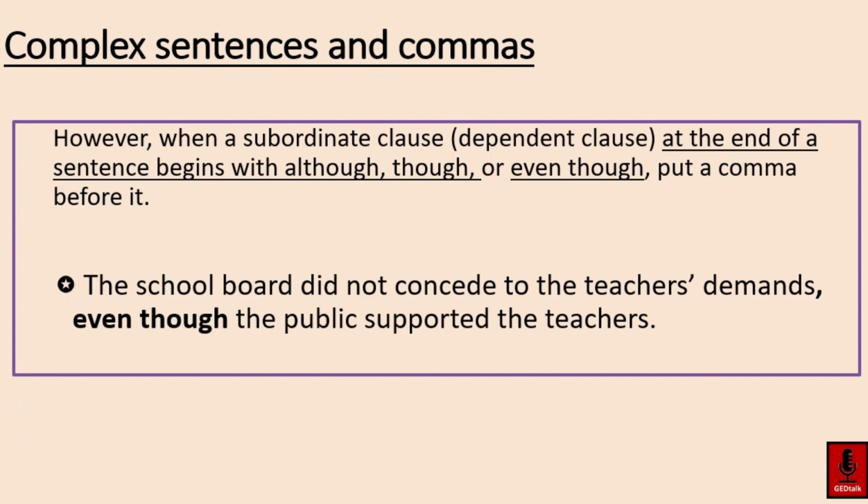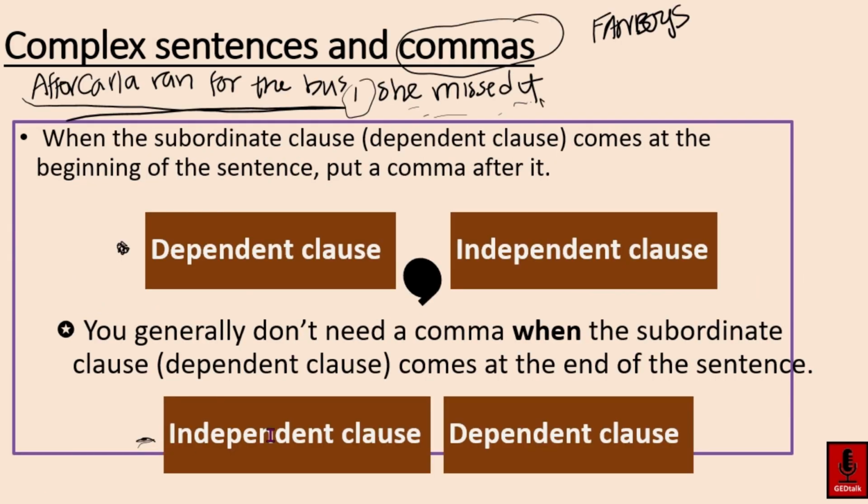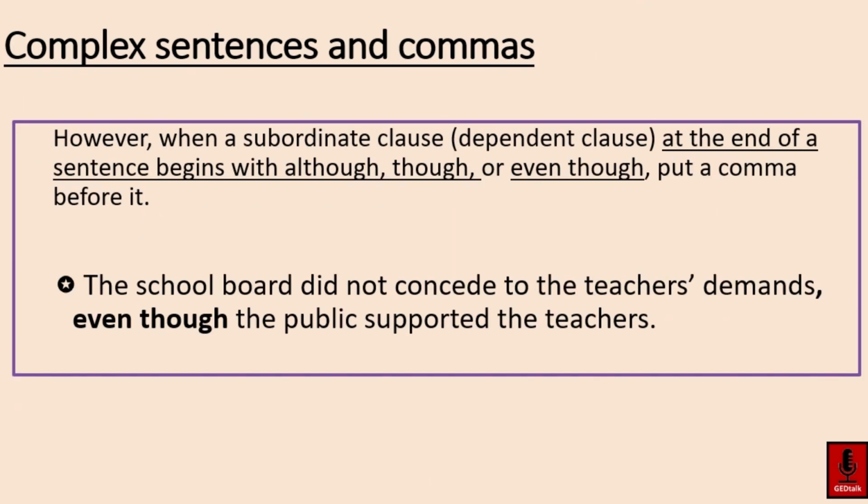But of course, there's going to be a reason when you will need a comma, even if your dependent clause is at the end, which means even when the independent comes first and then the dependent, like we see down here. There are reasons why you're still going to have that comma. So it reads up here, when a subordinate clause or the dependent clause is at the end of a sentence, which begins with although, though, or even though, you need to put a comma before it.